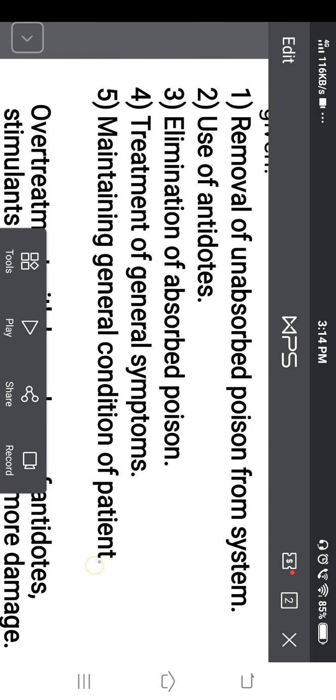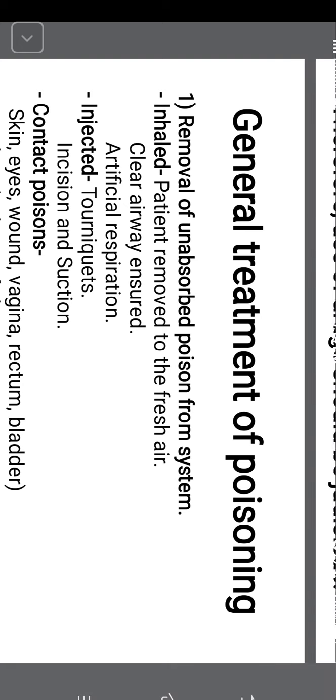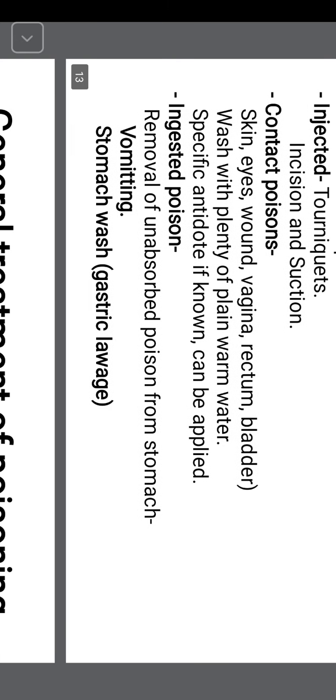So, yesterday we have seen the general treatment of poisoning, in which we have seen five different headings under which you will have to take care of a patient with poisoning. So, first is removal of unabsorbed poison. How the unabsorbed poison is to be removed from the body. So how to remove inhaled, how to remove injected, how to remove contact poison before its absorption into the body, that we have seen in detail.